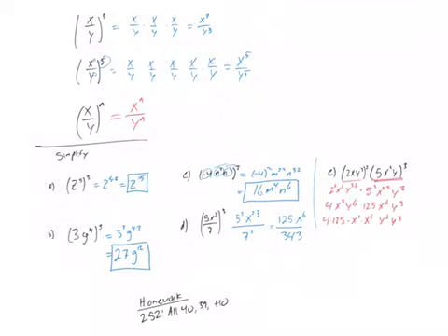Then we continue on with this. This is going to be 500 x to the 2 plus 6, because the bases are multiplying, so we add them. Y to the 6 plus 3. This is going to be 500 x to the 8th, y to the 9th.